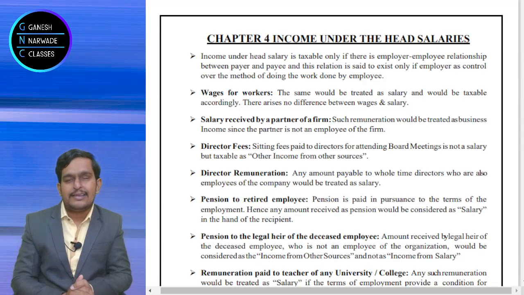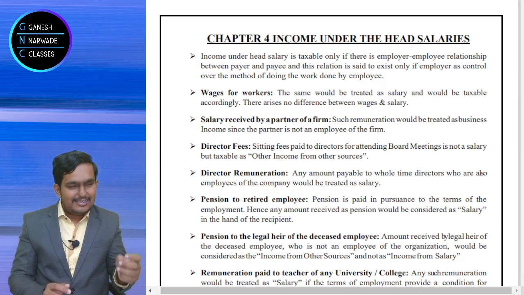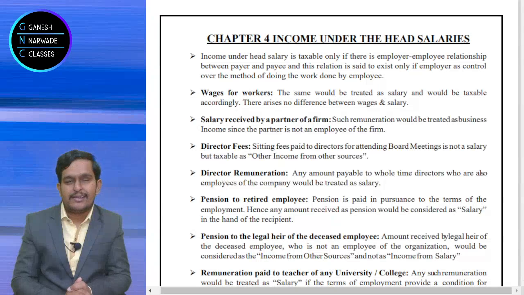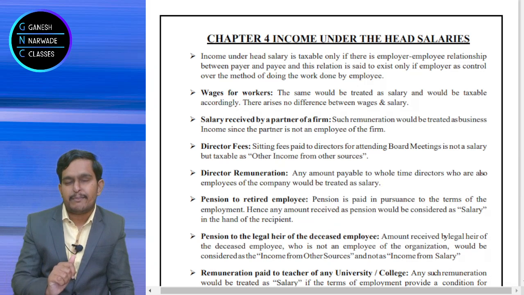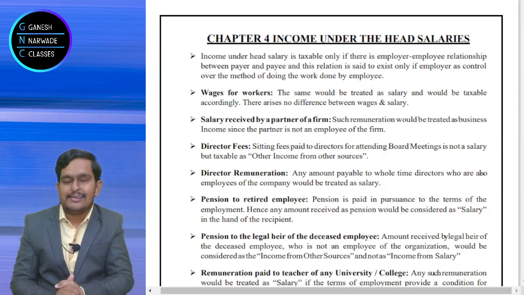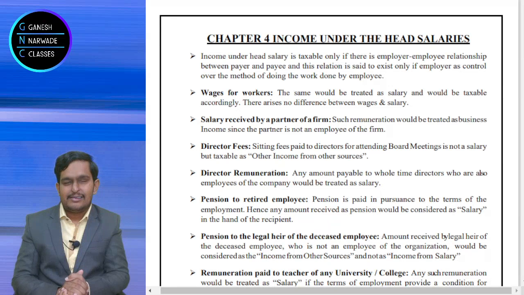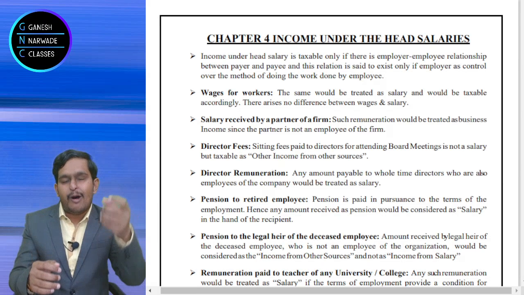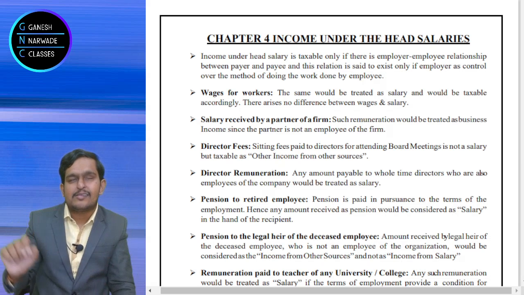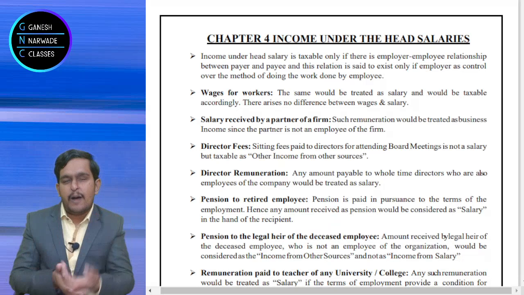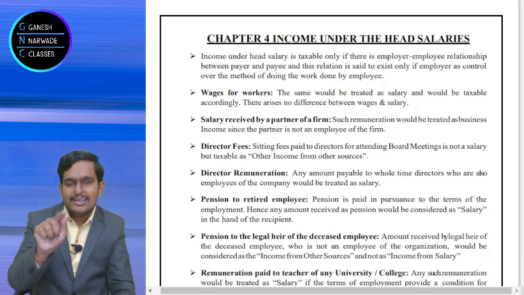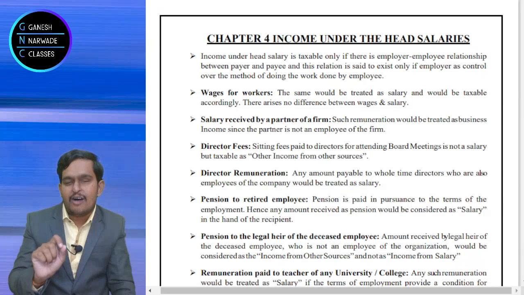Now, to tax any income under the head salary, we should remember that employer-employee relationship should be there. What is required? Employer-employee relationship should be there. Now, how can we say that employer-employee relationship is there? If you are working under the control and directions, then employer-employee relationship is established. Sundar Pichai, CEO of Google, cannot do whatever he feels on his own with Google. He has to act according to the policy framed and as per the directions of the board. That means the top guy also is an employee who is working under the control and directions of the board.